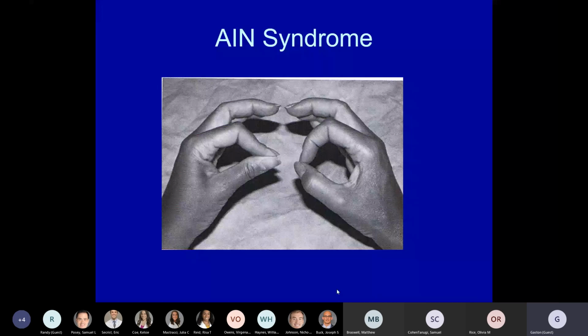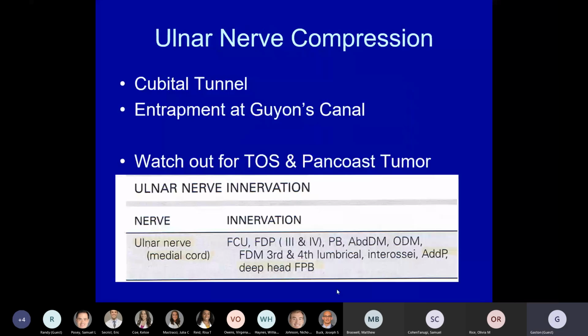All right, hopefully y'all take 2 seconds and in your own mind figure out which side has an AIN palsy. Okay, hopefully you got it. It's the left side because, see, there's no FPL, there's no IP flexion of the thumb or DIP flexion of the index.